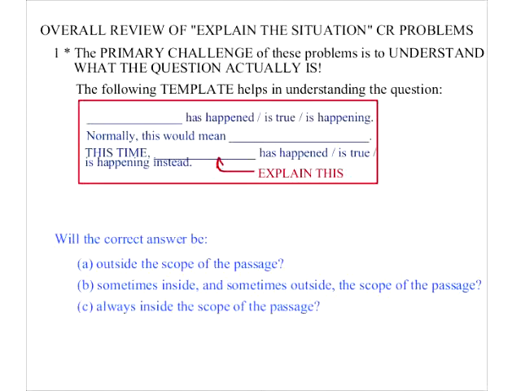If any of you don't know what the scope of the passage means, the scope of the passage is basically the boundaries of what's there. Like the topics mentioned. Okay, what do you guys think? Tell me in the text box.